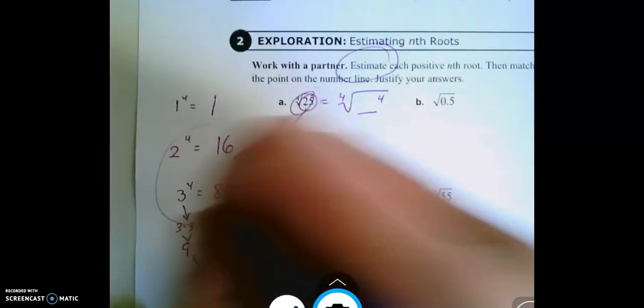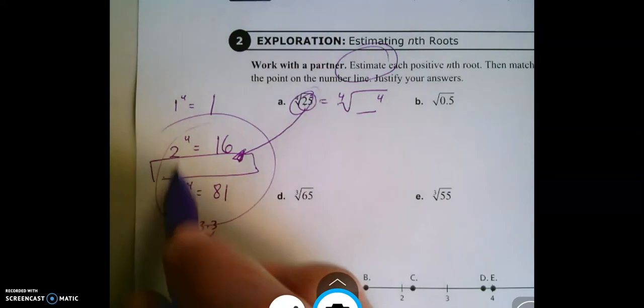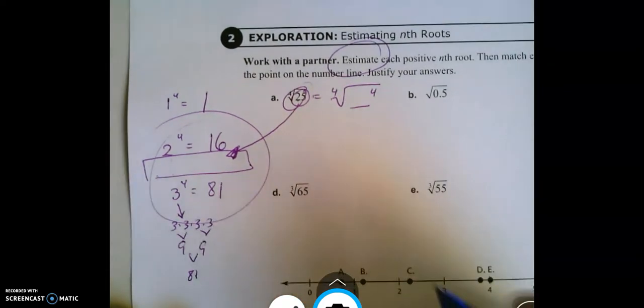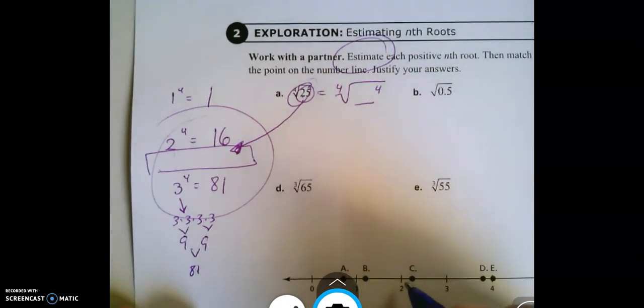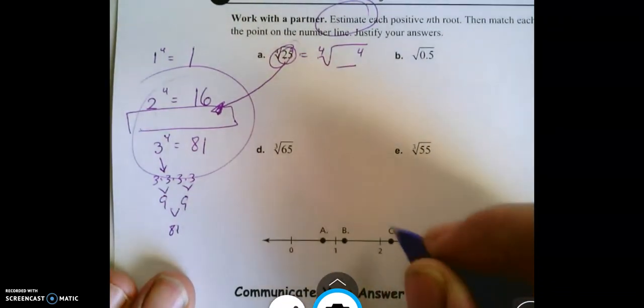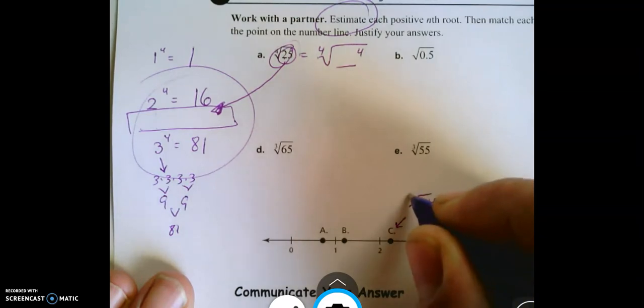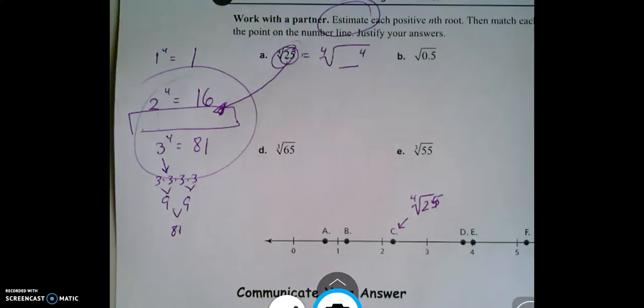So in other words, the fourth root of 25 would have to be somewhere in between 2 and 3. Okay. Somewhere in between 2 and 3. And you see it right here, down on this number line? The point C is kind of close. So I'd say C is the fourth root of 25. There we go. Okay, I know it's kind of weird how you would estimate that.